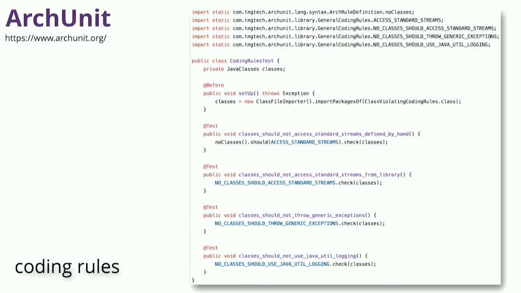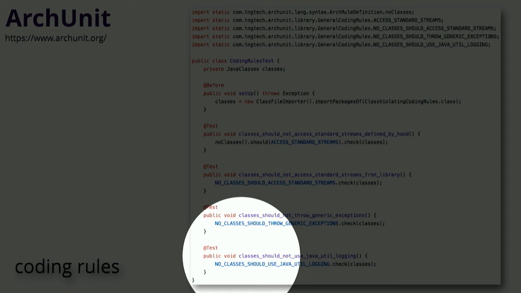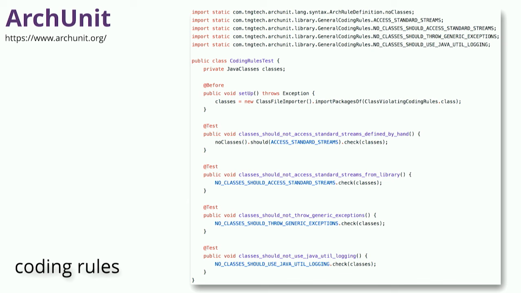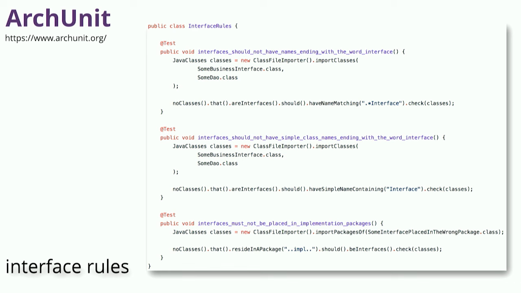What about the case where you've, as an organization, decided to use a third-party logging package? What's to prevent them from using the built-in Java logging? This is what prevents them from using the built-in Java logging. You put a fitness function in place that prevents them from using the built-in stuff and forces them to use the standardized stuff. Here's naming conventions. For example, no interfaces should have names ending with the word interface, which is a common annoyance for architects. So you can control things like naming conventions.